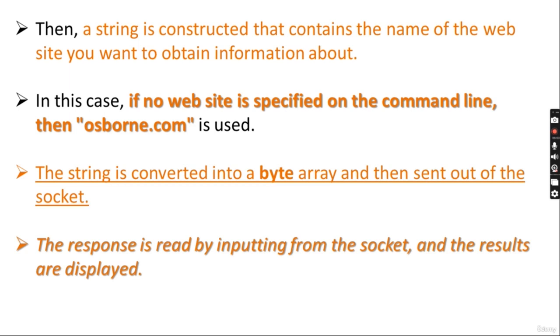The string is converted into a byte array and then sent out of the socket. Then it will read the response by inputting from the socket, and the results are displayed using System.out.println.